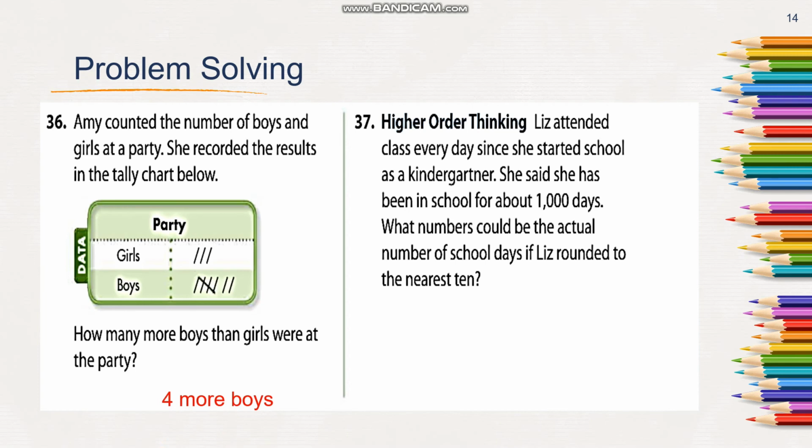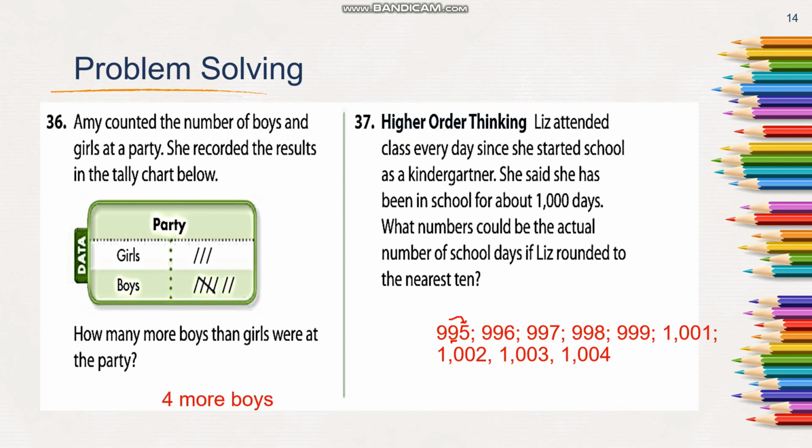37. Liz attended class every day since she started school as a kindergartner. She said she has been in school for about 1,000 days. What number could be the actual number of school days if Liz rounded to the nearest 10? So a possible answer is 995, because when we round this to the nearest 10, the tens place is 9 and it is followed by 5. So 9 becomes 10, so regroup 1, and that is equivalent to 1,000.